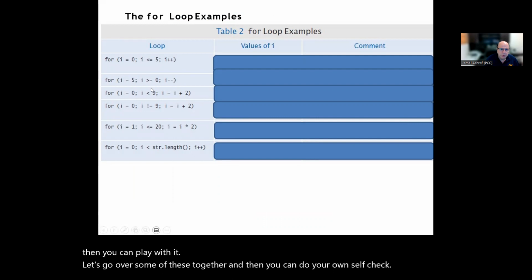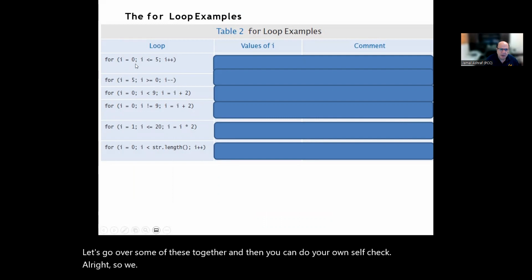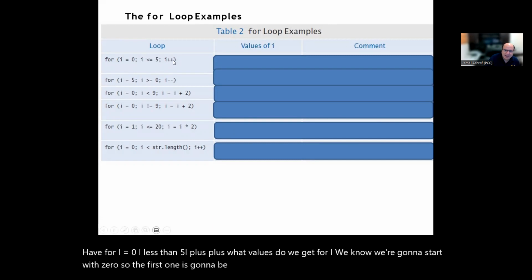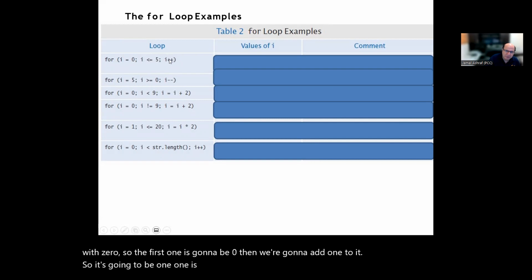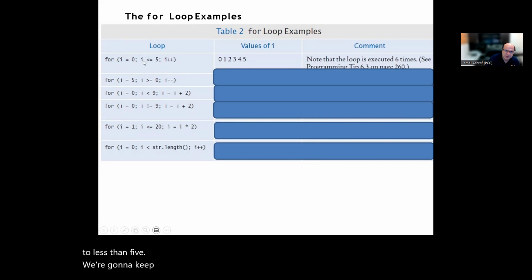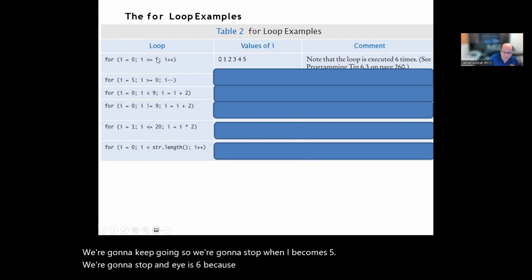All right, so we have for i equals 0, i less than 5, i plus plus. What values do we get for i? We know we're going to start with 0, so the first one is 0. Then we add 1 to it, so it's 1. 1 is less than 5. Then we add 1 to it, it's 2. 2 is less than 5. We're going to keep going, and we stop when i becomes 5. If it were i less than or equal to 5, we'd stop when i is 6, which is also acceptable.